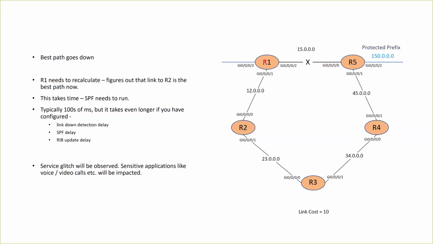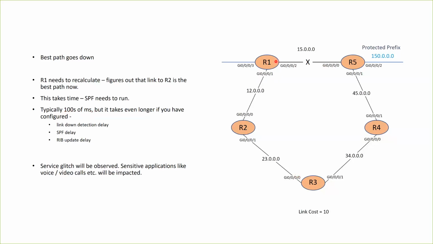So R1 needs to first run SPF, then generate the update and send it to R2. R2 has to receive the update, run SPF again, and then point its routing table to R3. All of this may take a couple of hundred milliseconds, depending on the number of prefixes. If your prefixes are very high, it can take a couple of seconds as well. Here I've mentioned typically hundreds of milliseconds, considering just a few hundred routes or so. The point is, when this happens, a service glitch is observed.